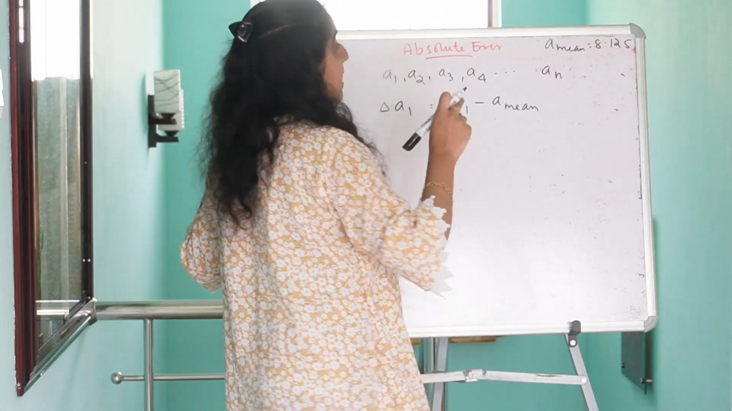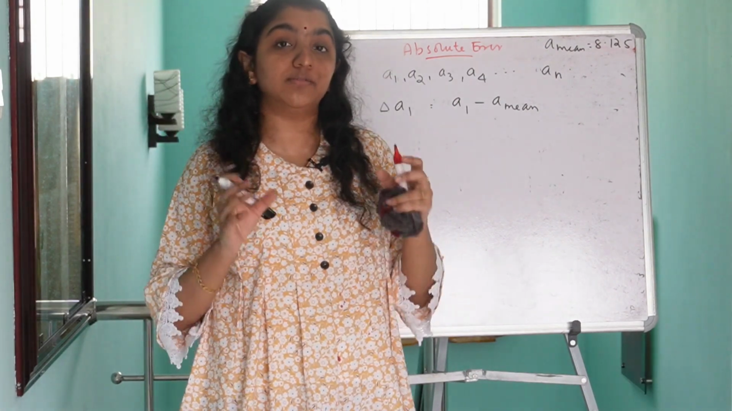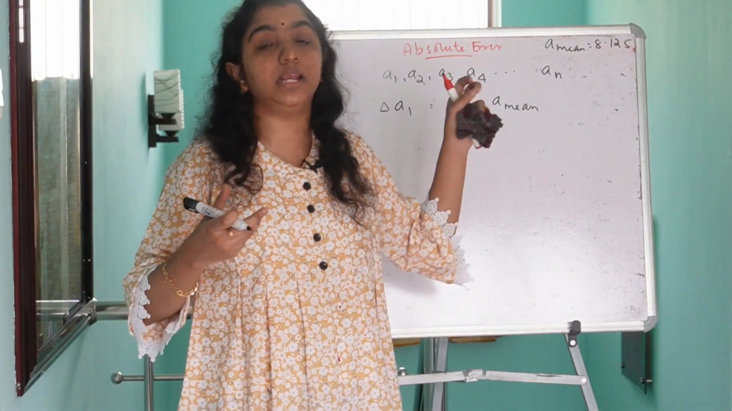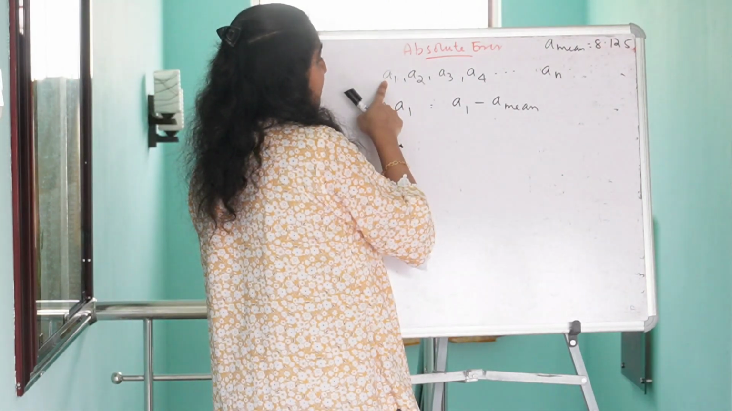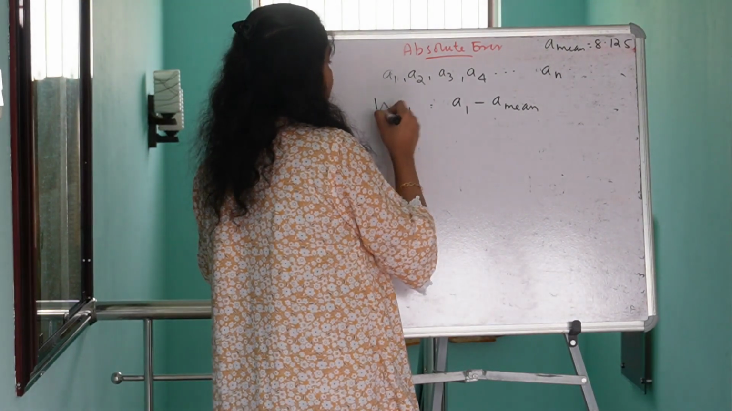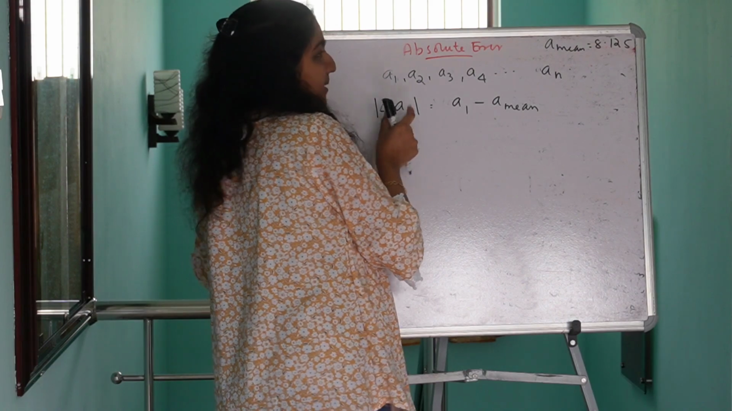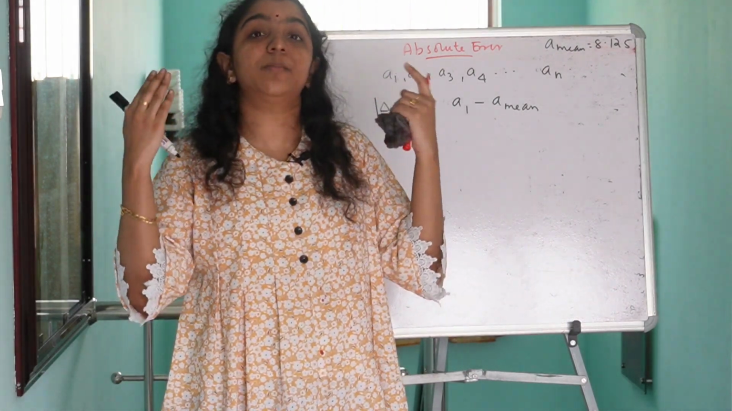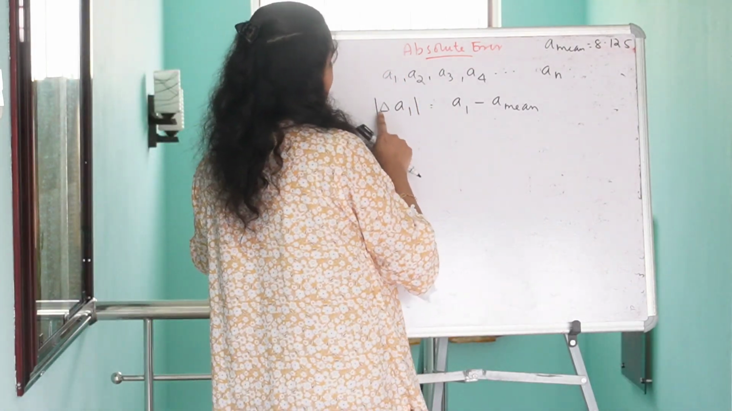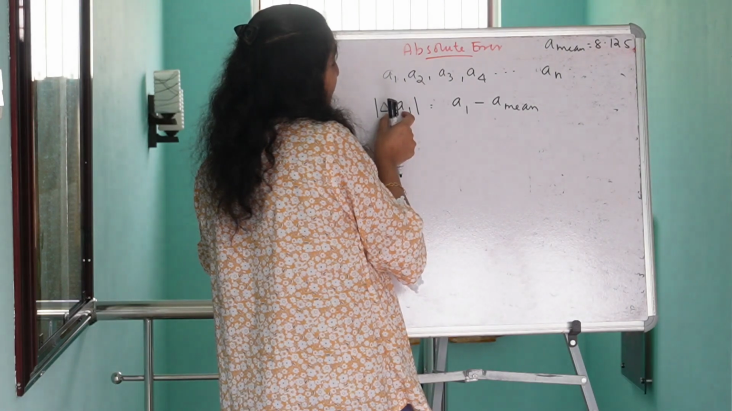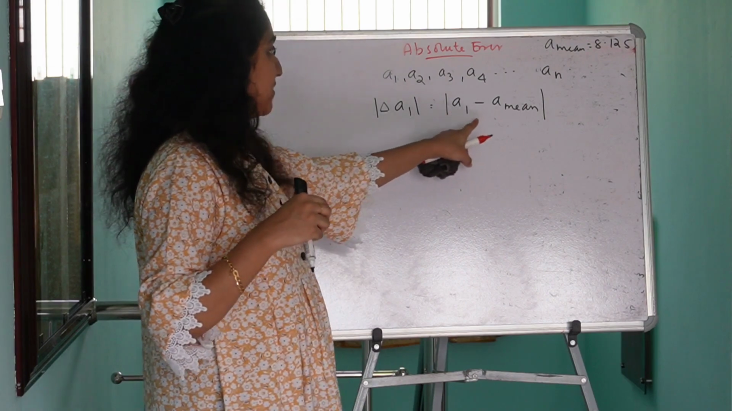Here we have to calculate the absolute error. Not simply error, but the absolute errors in individual measurements. For representing the absolute error in measurement A1, I am using the magnitude symbol. I am writing the term del A1, whose magnitude is to be calculated between these two lines. Is it clear? So the magnitude of the error in A1 is equal to, again, the magnitude of A1 minus A mean.